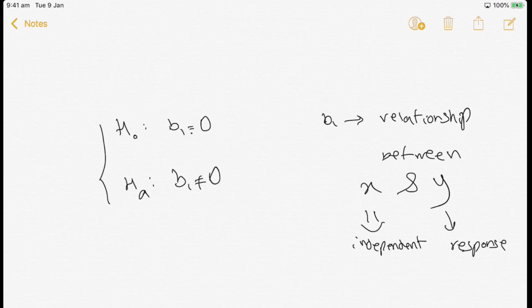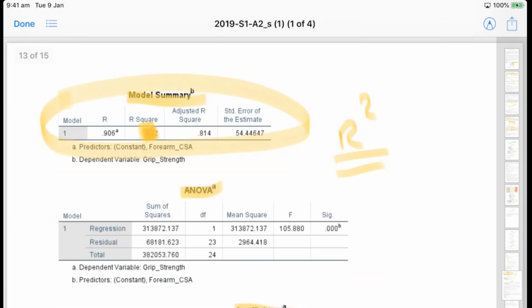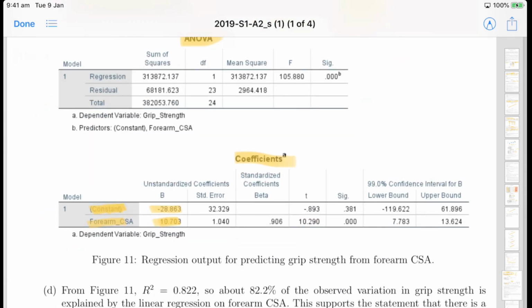What is the test statistic? If we go to this table again in here, we can see which one is showing us B1. This is actually what is showing us forearm size. That's what is showing us B1. Okay, and this is our test statistic. We can see 10.290.